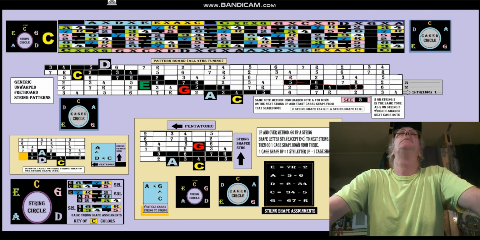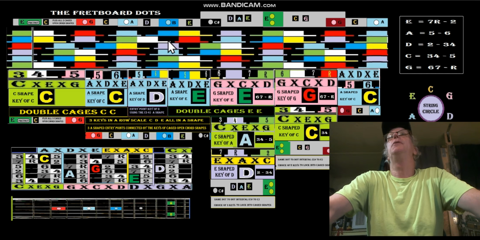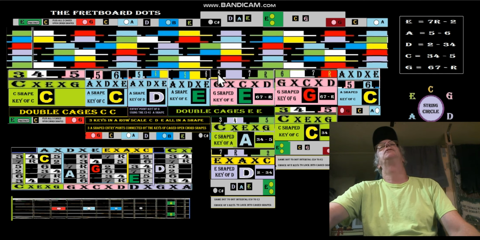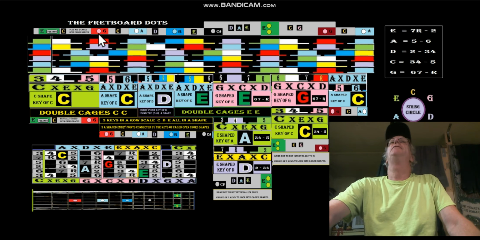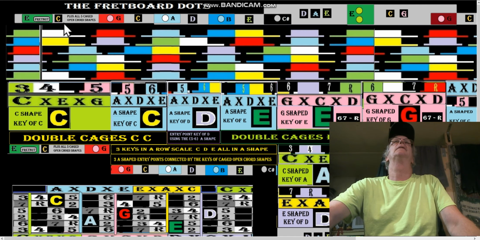Now let's talk about the dots that we've all been waiting for. To talk about the dots. I've improved on the dot diagram. The first fret is from the fret nut to the G. Okay, to the G dot. Here we have a decent C shape. From the G note to the A note, we have another dot.